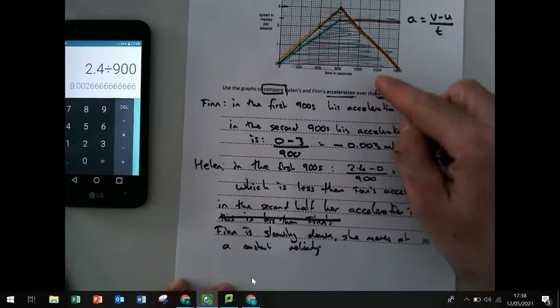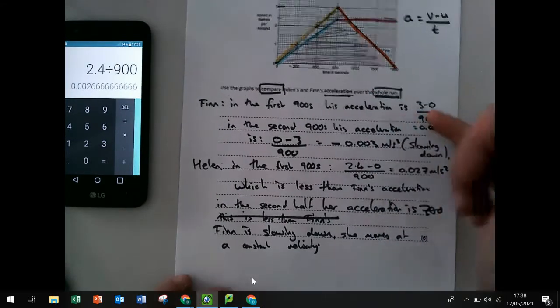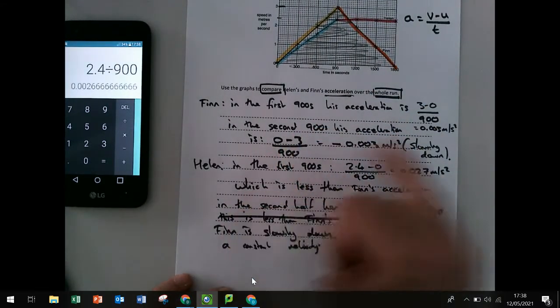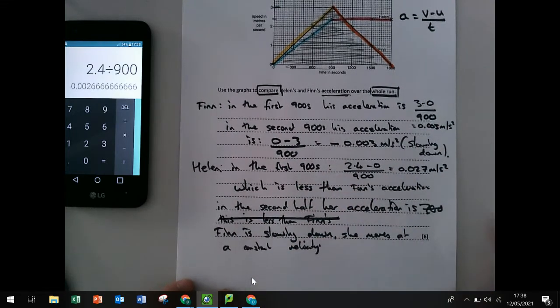So I think this here will actually give us 6 marks. The calculations, if you write them out fully, is going to be enough to give you 6 marks.